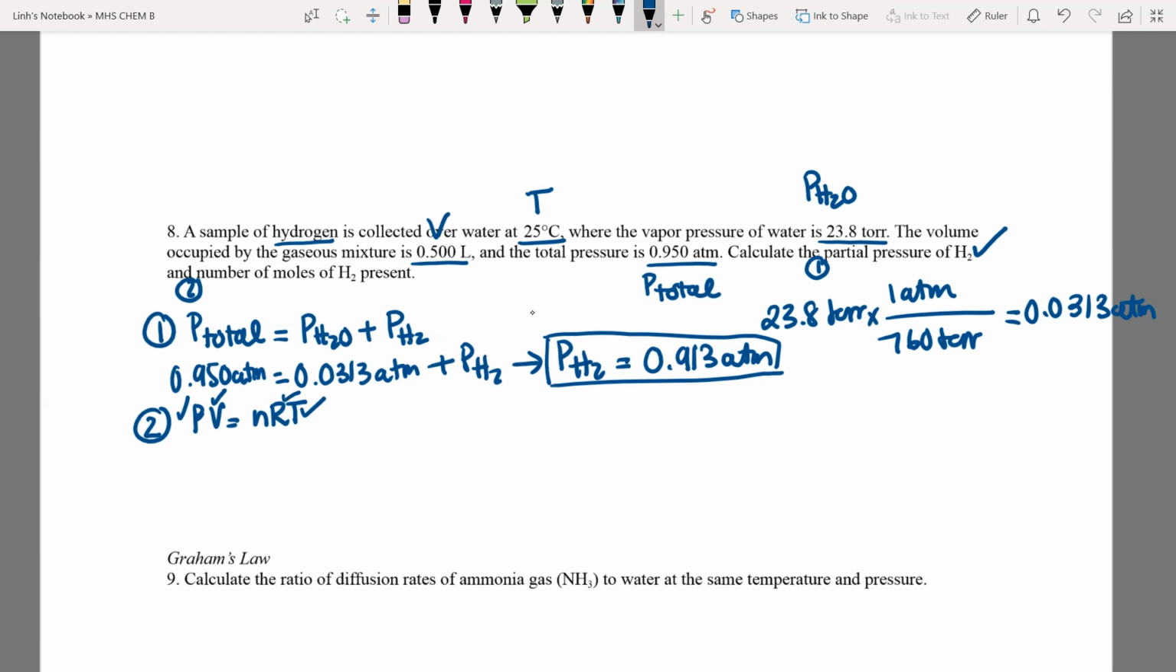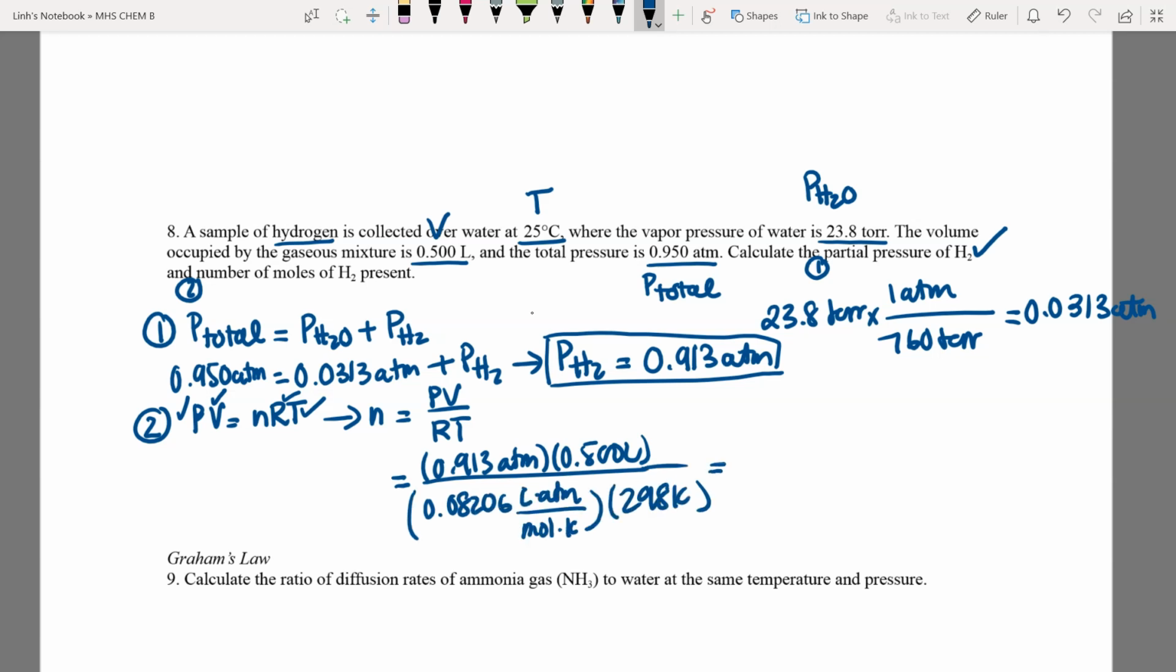So I'm going to give that a check mark too. Then I'm going to solve for moles, just like what they want in the question. So I'm going to rearrange this equation to n equals PV over RT, and I'm just going to plug this in. If you did your calculations correctly, you should get an answer of roughly 1.88 times 10 to the negative 2 mole of H2.